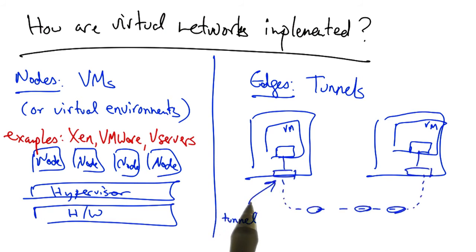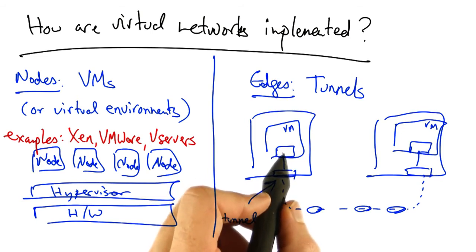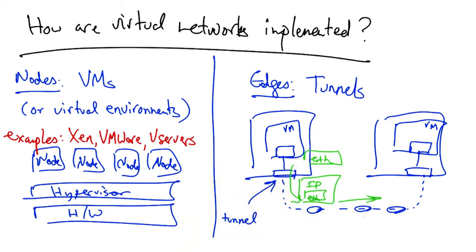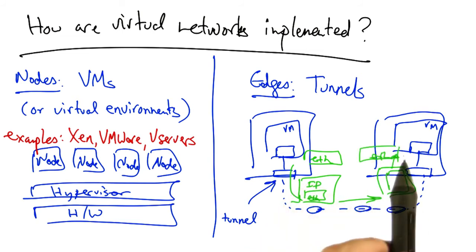One possible way of doing that is to encapsulate the Ethernet packet as it leaves the VM on the left in an IP packet. The IP packet can then be destined for the IP address of the machine on the right, and when the packet arrives at this machine, the host can decapsulate the packet and pass the original Ethernet packet to the VM or the virtual environment that's residing on that physical node.